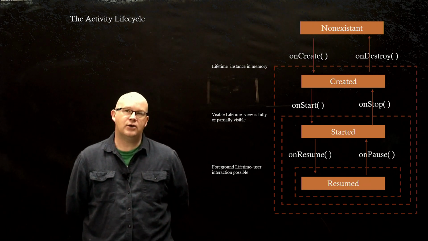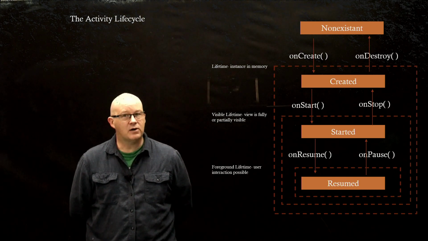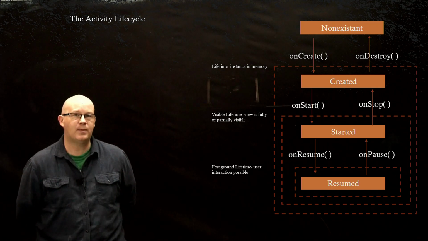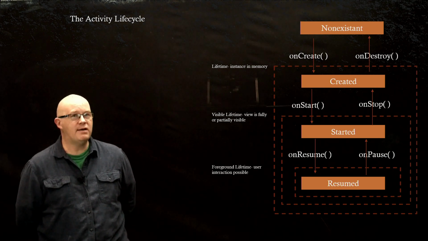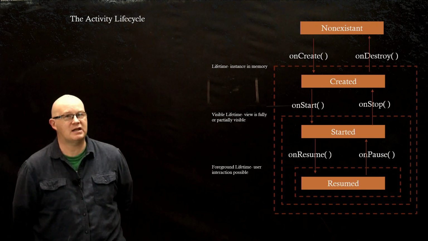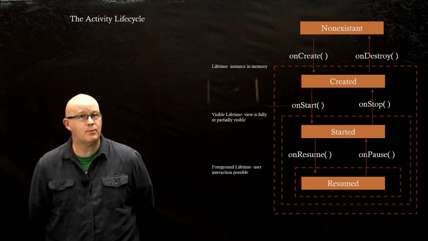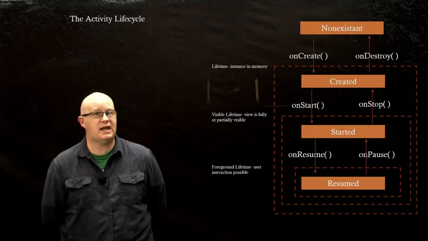All right, so this is the activity life cycle. There are 4 states. Those are the ones in the huge orange boxes. We start off in the non-existent state. We must get from the non-existent state to the created state by calling the onCreate method.